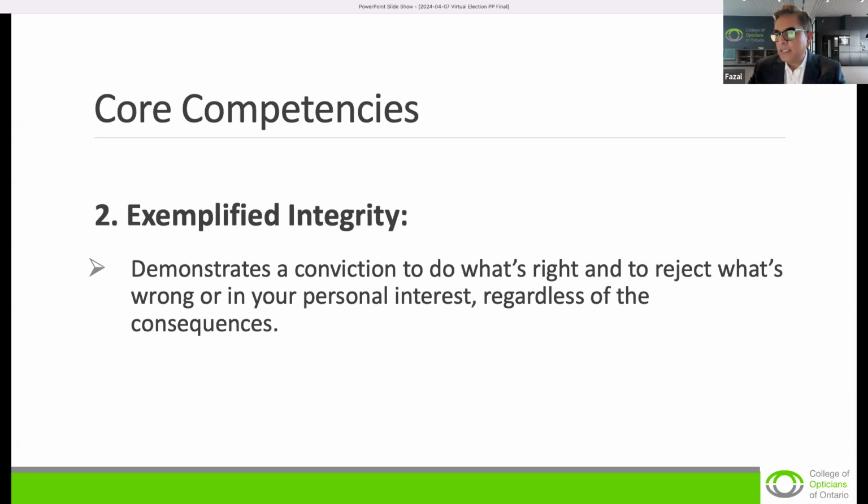As I said, exemplified integrity, demonstrate a conviction to do what's right and reject what's wrong or what's in your personal interest, regardless of the consequences. For instance, if you were on a condo board and you're a resident there and the roof is in need of repair, they may have to vote on raising the condo fees. Now, that'll be for the good of the condo, but it's going to cost you personally. So now you're deciding, do I look after my personal pocketbook or do I do what's right for the condo board? So, you often come into these kind of conflicts, and you've got to be able to put your personal interests aside and do what's right for the organization.